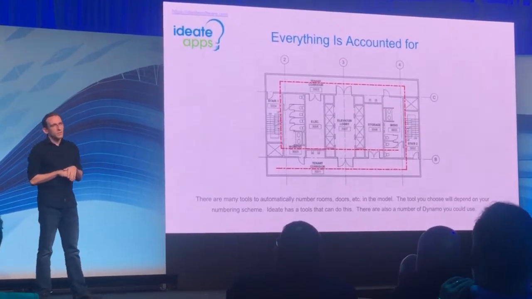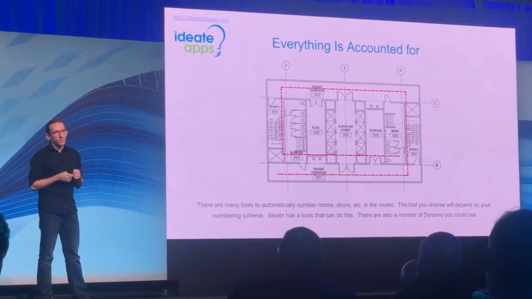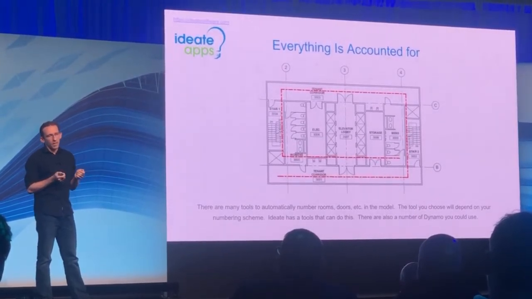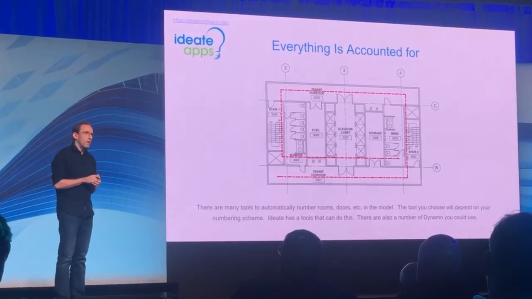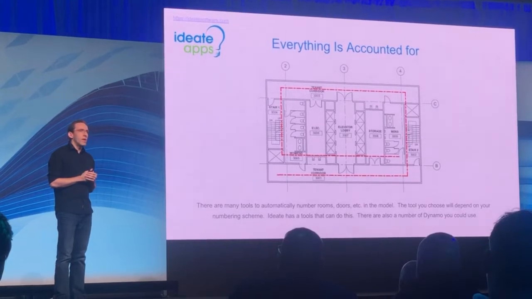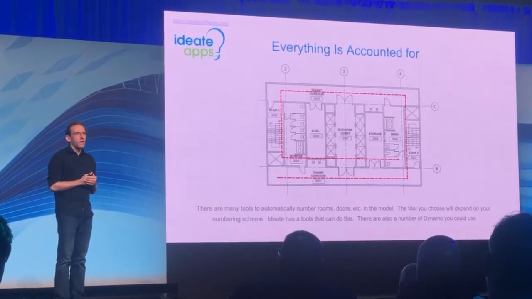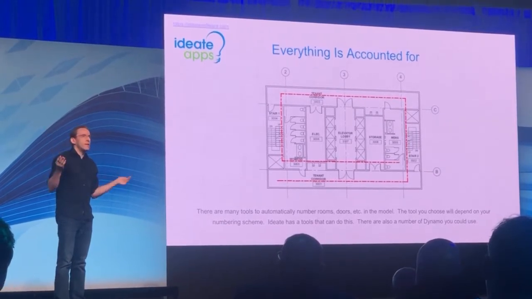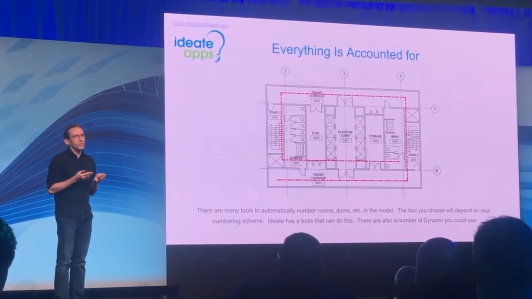After everything has been dimensioned, we also need to number things. Numbering rooms is a very common task, and also something that's very tedious. There are a number of tools that are available that can help you to number your rooms, and which tool you want to use will depend on how you want to number them. If you just want to number starting from the bottom left and moving to the top right, this is pretty easy to code that logic into a Dynamo script.